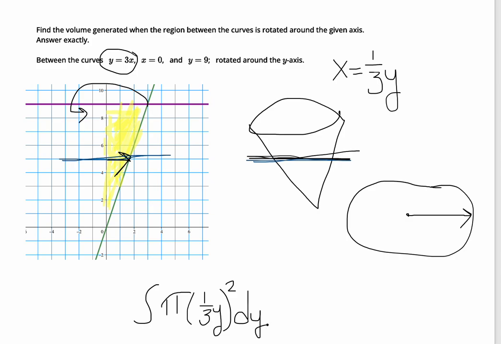Now I've got to figure out what my upper and lower limits are for integration. Again, because we're doing this in terms of y, we want to go from 0 to 9. That's this distance from here to here in terms of y. So I'm going to write 0 for my lower limit and 9 for my upper limit, and then this will give me the volume of that cone that we created by rotating this line y equals 3x about the y-axis.